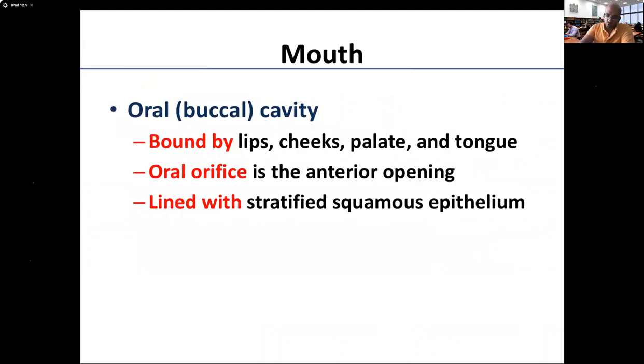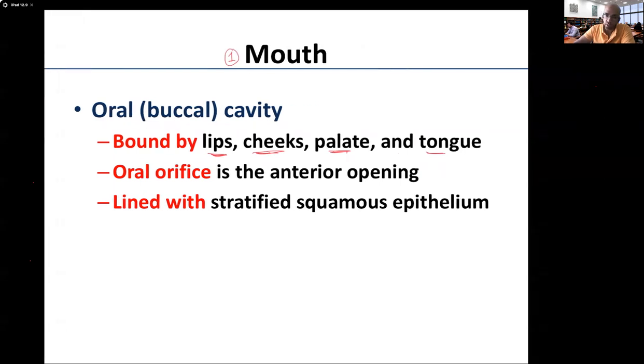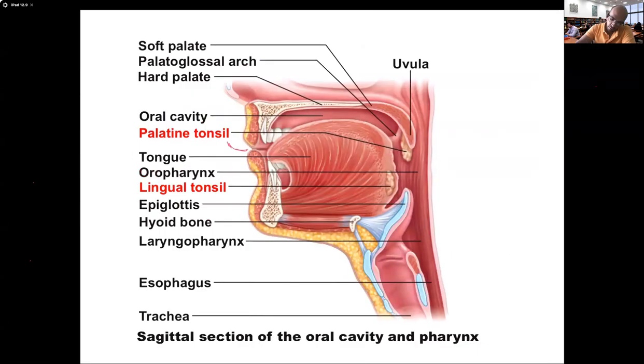Moving on to the very first organ of the gastrointestinal tract, it's going to be the oral or the buccal cavity. It's going to be bounded anteriorly by the lips, laterally by the cheeks, superiorly by the palate, and inferiorly by the tongue. The opening of the mouth is what we call the oral orifice. The oral orifice is the opening of the oral cavity to the outside.